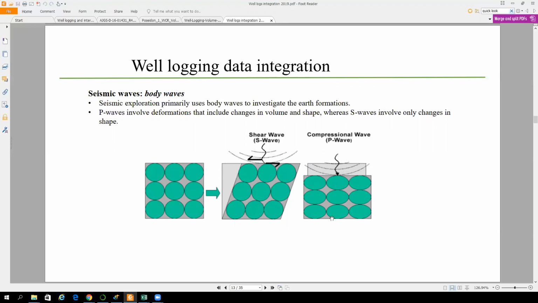The P wave involves deformation that will include change in volume and shape. But the S wave causes deformations which are associated only with the shape, but not the volume.